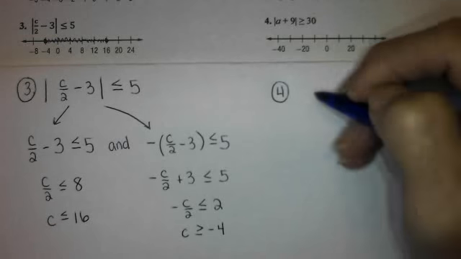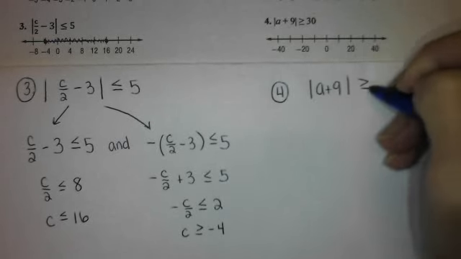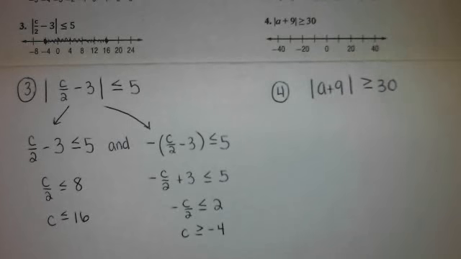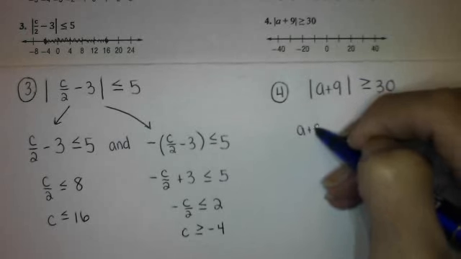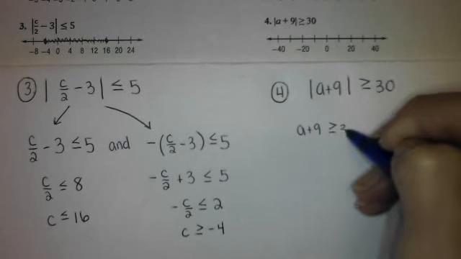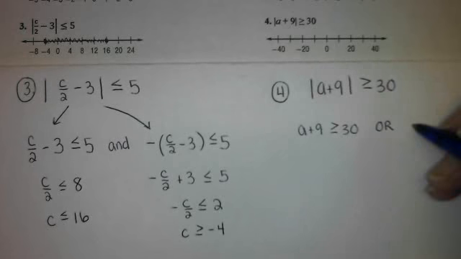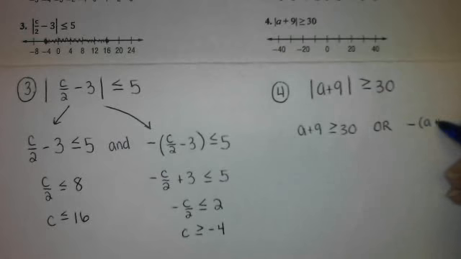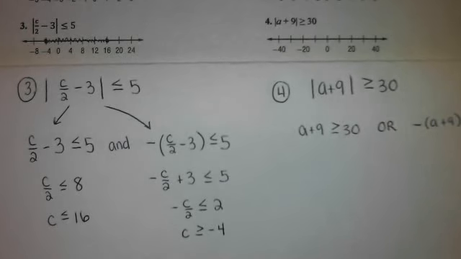Number 4, we have the absolute value of a plus 9 is greater than or equal to 30. In this case, we're going to go ahead and break it up. It's already isolated. So positive case, greater than symbol, so it will be an OR. The negative case. Again, I'm going by the definition of absolute value.